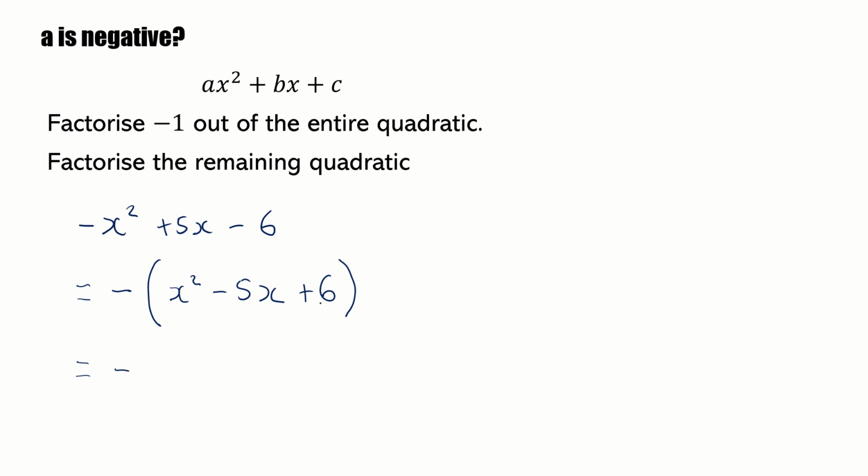classic see what two numbers multiply together to make the number on the end, what two numbers add together to make the number in the middle. So therefore that, of course, is -2 and -3. So overall, it's factorizing to minus, then x minus 2 and x minus 3. You do have to remember to still include that minus sign out the front. That is part of the factorizing process.